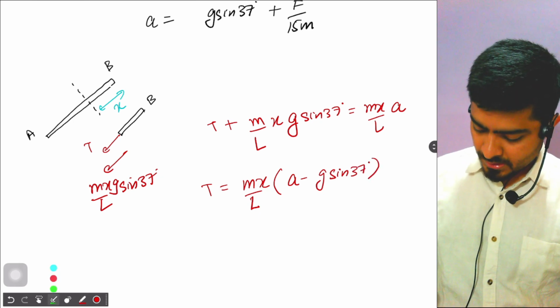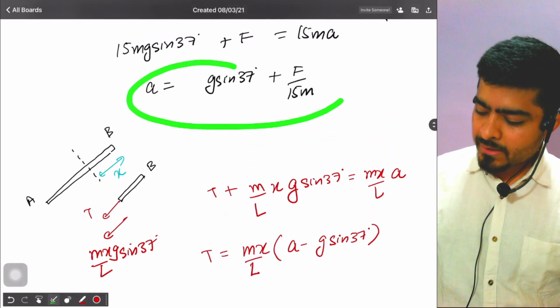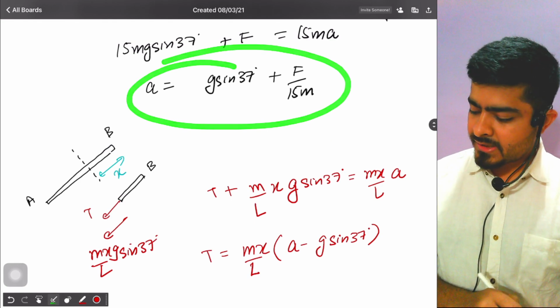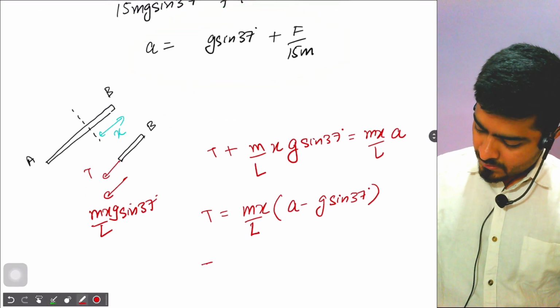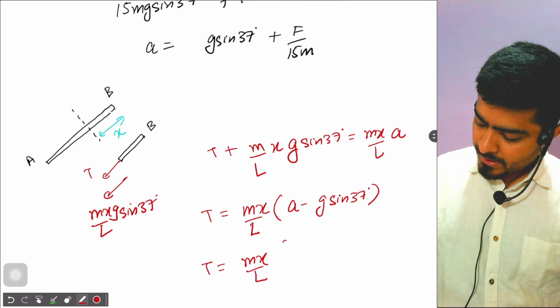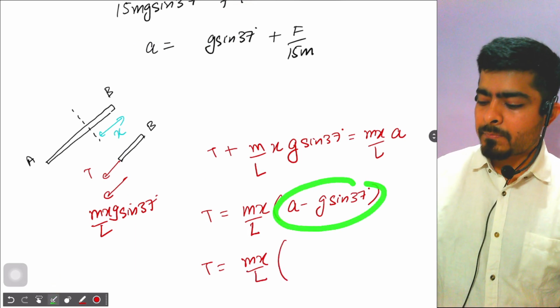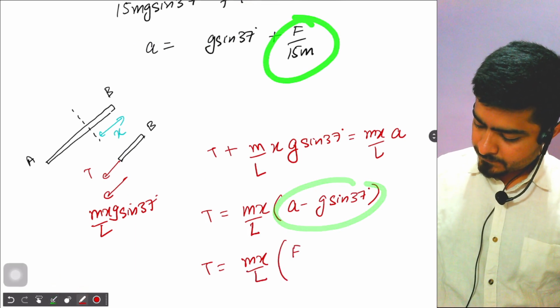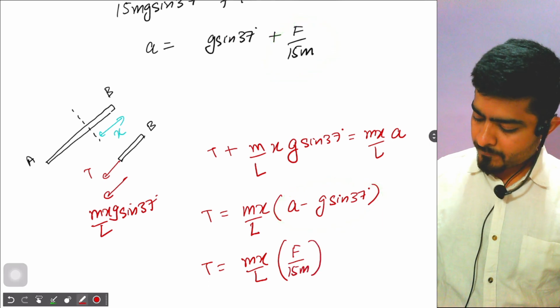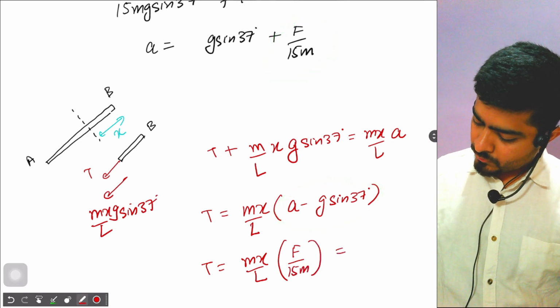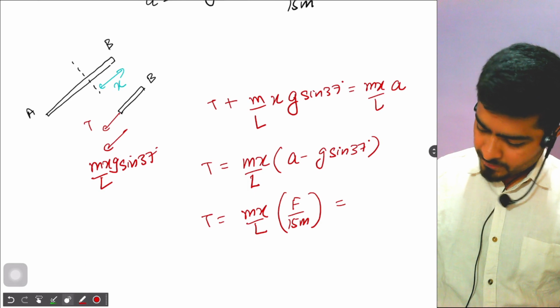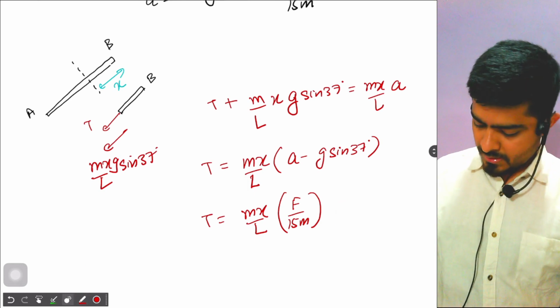Now from this equation, what is A minus g sine 37 equal to? So tension will be equal to mx by L, and this will be replaced by F by 15m. So this will be equal to, yeah, we could leave it like that.